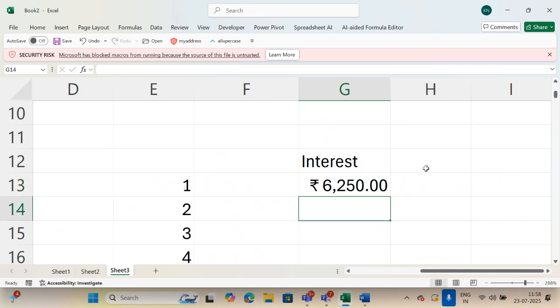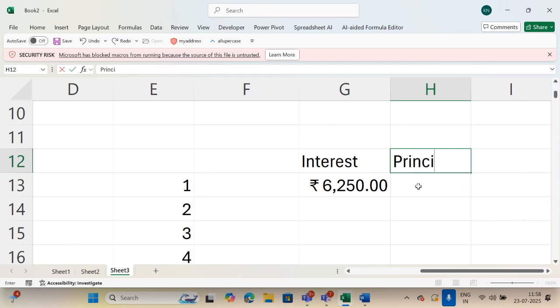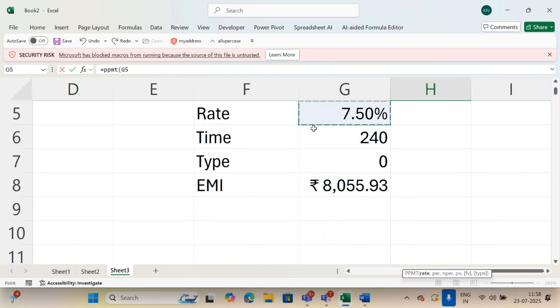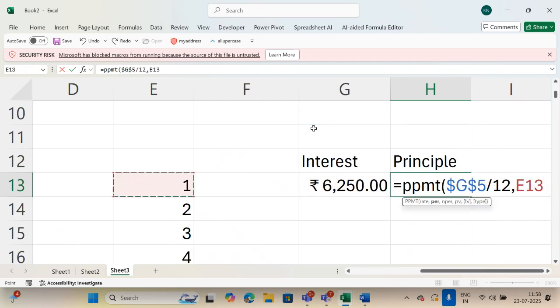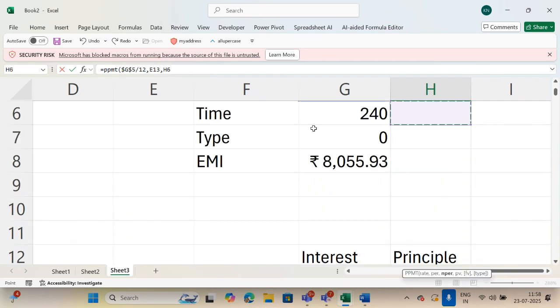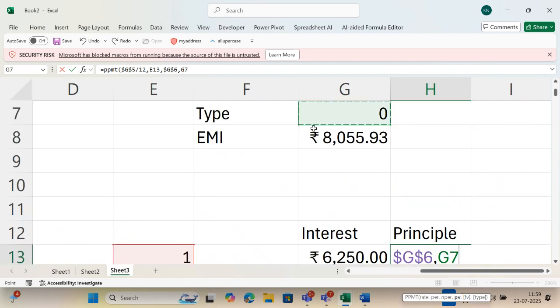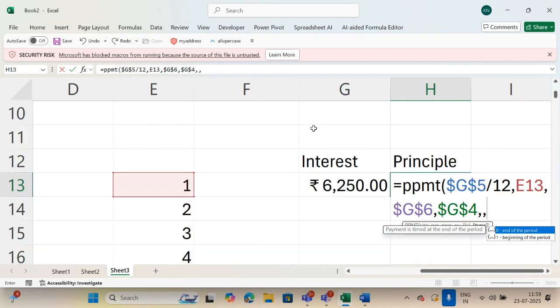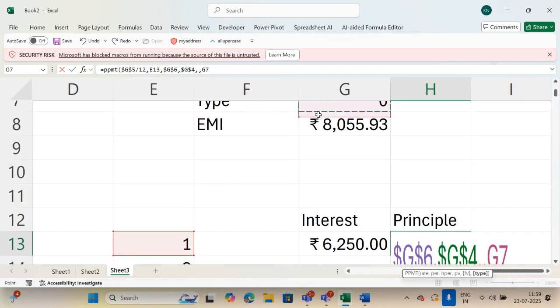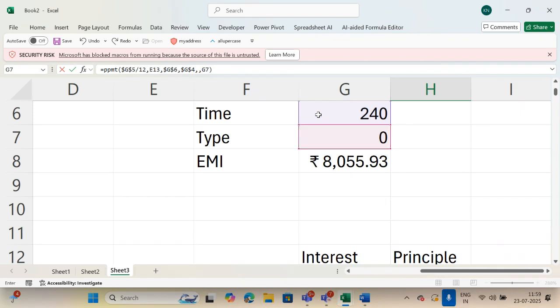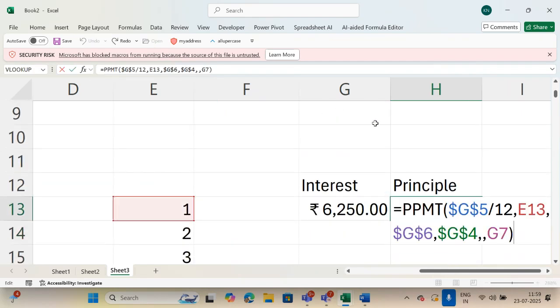Now you can take the principal amount also. Principal is again the inbuilt function. Principal is equal to PPMT. Now the rate is the same, it is given here, divided by 12, comma, per. Per is very important because first year principal, comma, N per, that is fixed time, comma, PV is also fixed, comma, comma, type. Then bracket close, enter, and ABS.